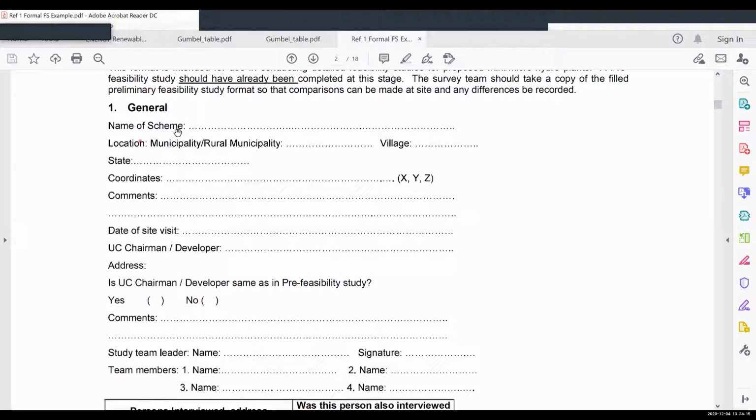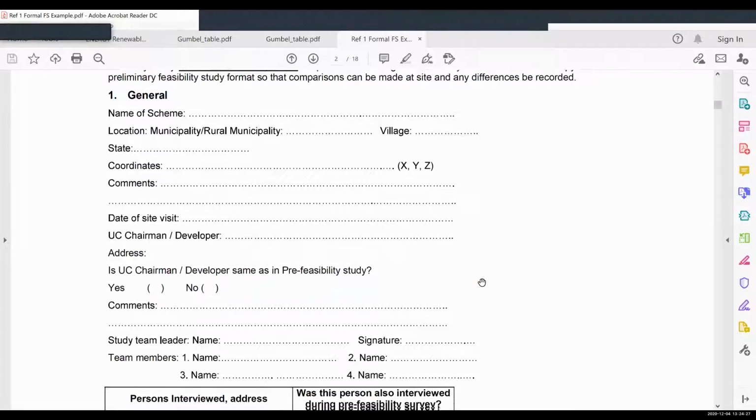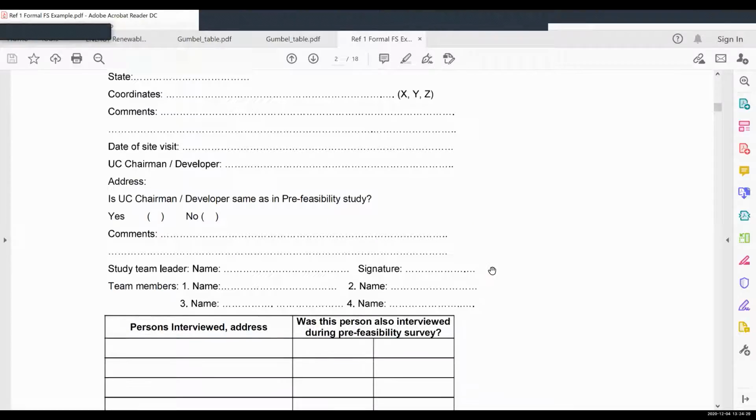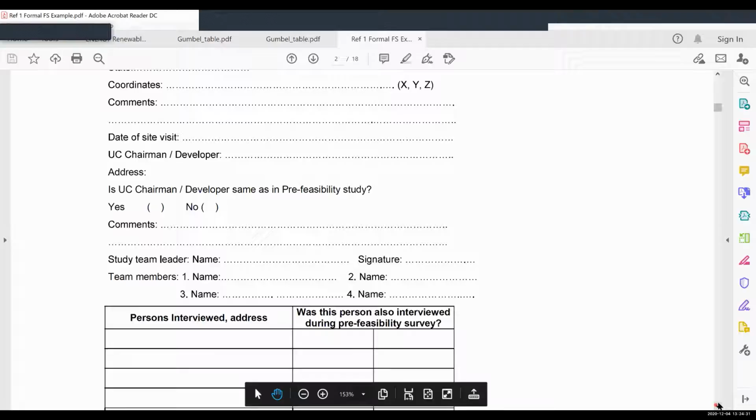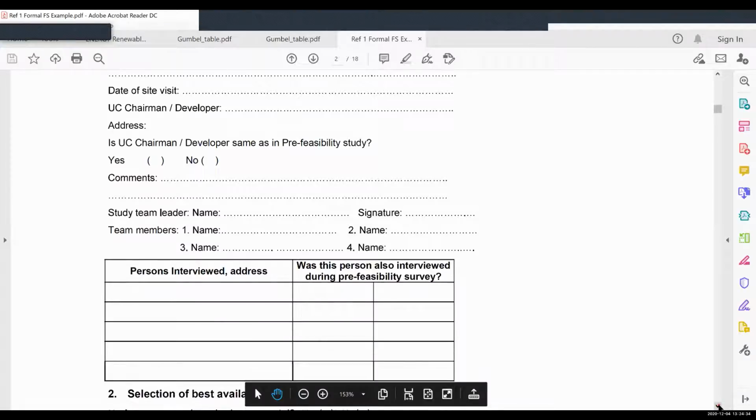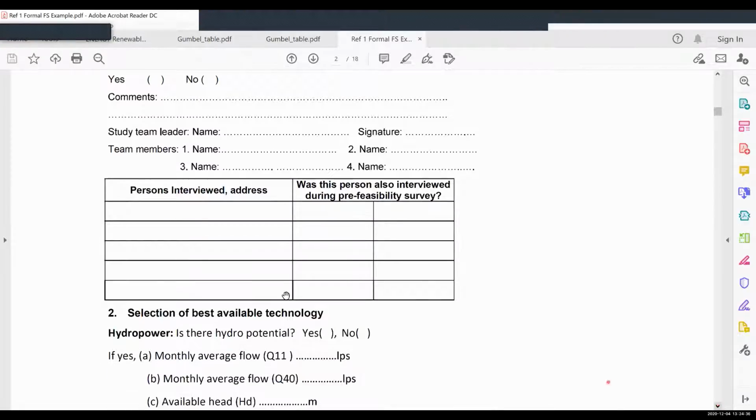So basically you get the general names of the settlement, the coordinates X, Y, Z, latitude, longitude. You can use GPS so that you can locate it on the map later. Okay, and who are the people in the team who were involved in this study, and who were the people who were interviewed. Okay, and so this is in the feasibility.